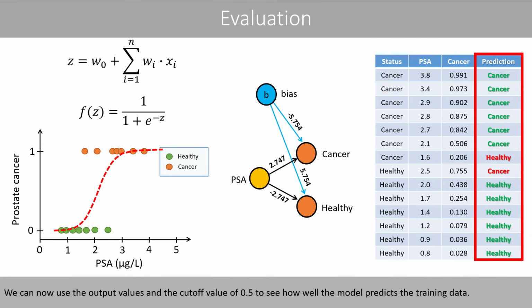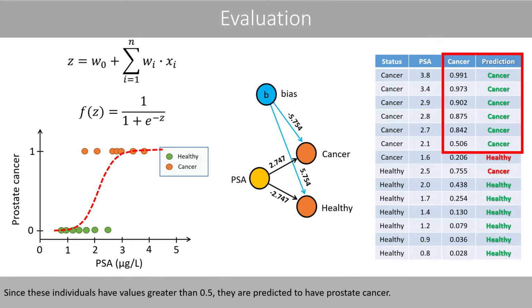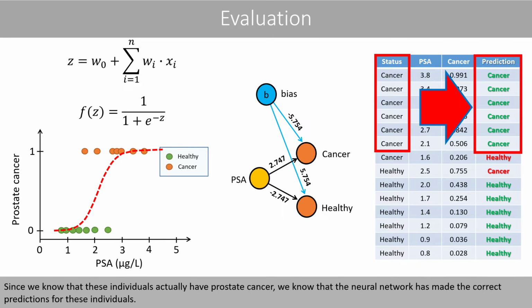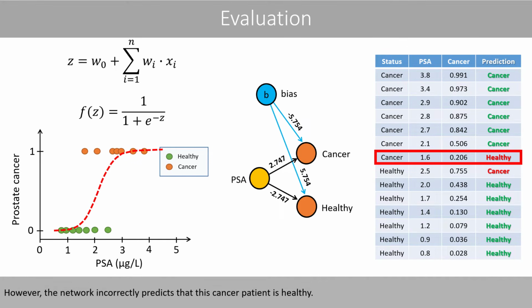We can now use the output values and the cutoff value 0.5 to see how well the model predicts the training data. Since these individuals had values greater than 0.5, they are predicted to have prostate cancer. Since we know that these individuals actually have prostate cancer, we know that the neural network has made the correct predictions for these individuals. However, the network incorrectly predicts that this cancer patient is healthy.